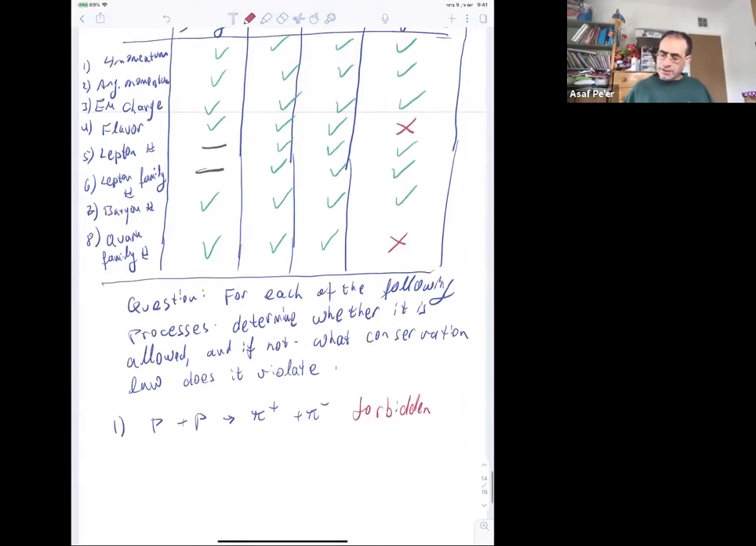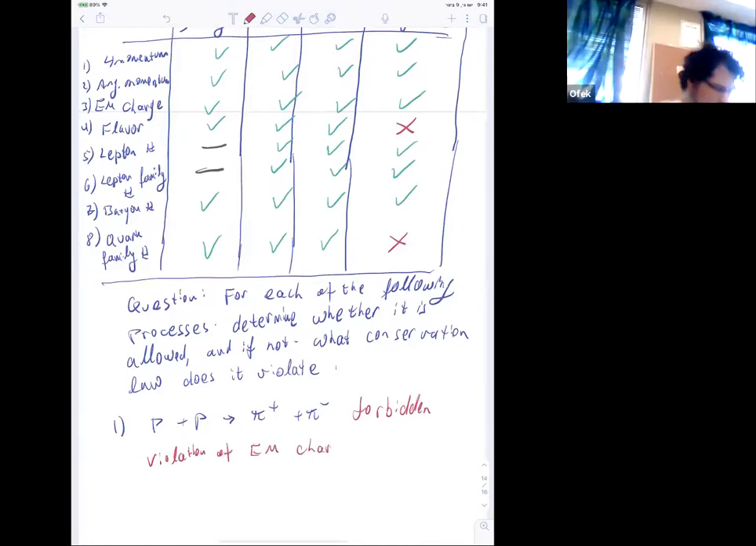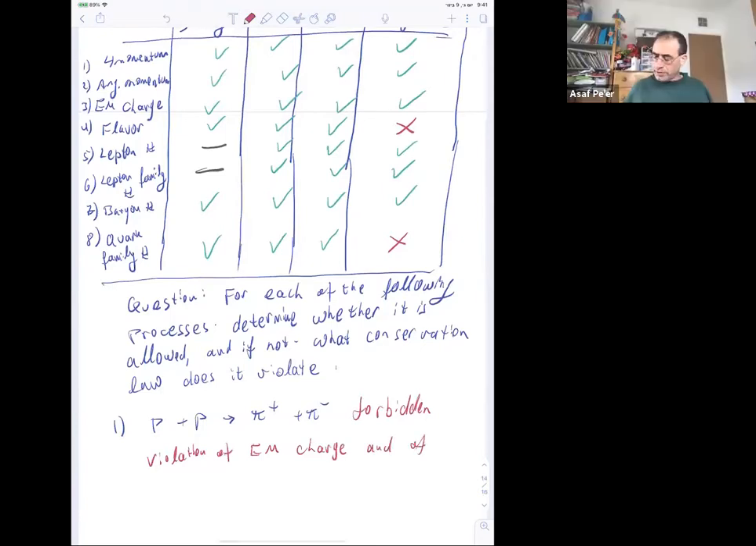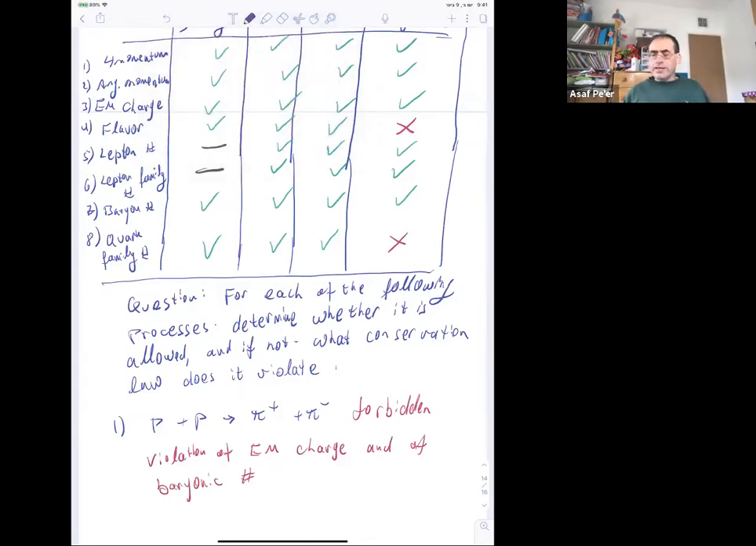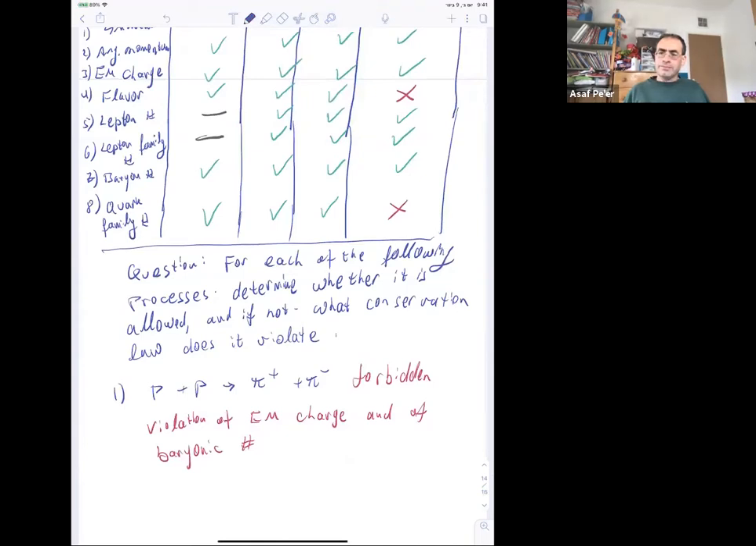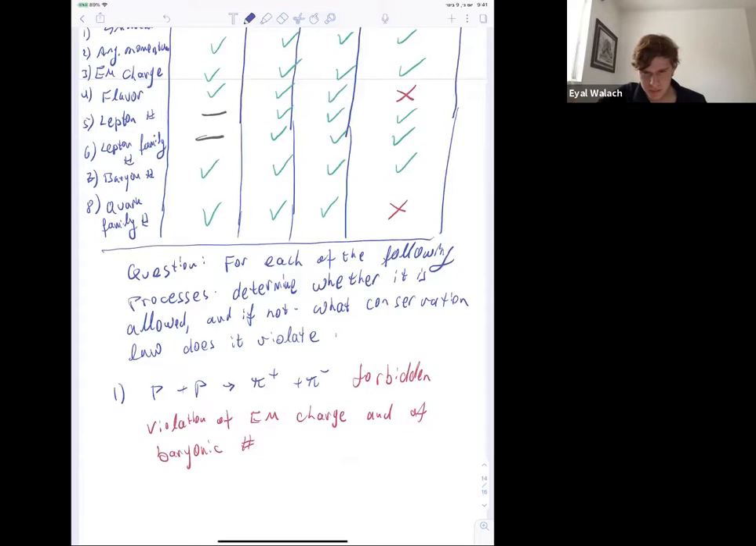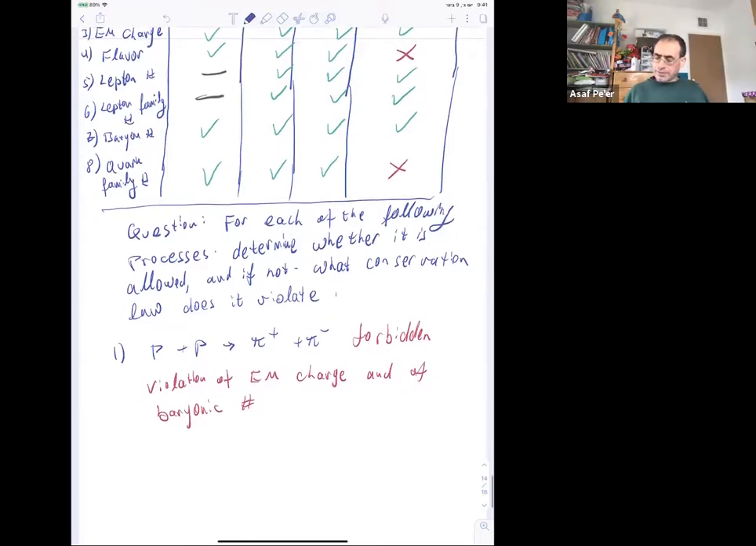And there are two reasons, right? One is violation of electromagnetic charge and of baryonic number. So what is the initial baryonic number? 2. What is the final baryonic number? 0. Right, so it's violated. What is the initial electromagnetic charge? 2. What is the final electromagnetic charge? 0. So B initial is 2, B final is 0, and Q electromagnetic initial is 2, Q electromagnetic final is 0. Not allowed.